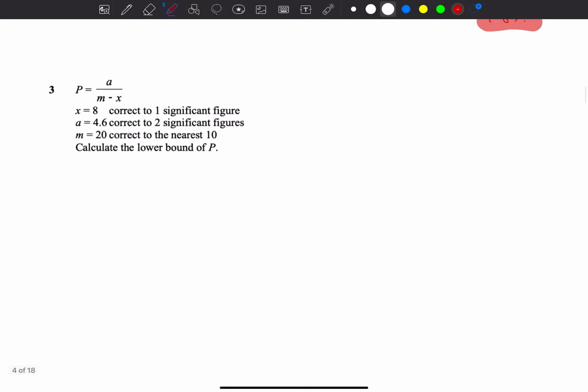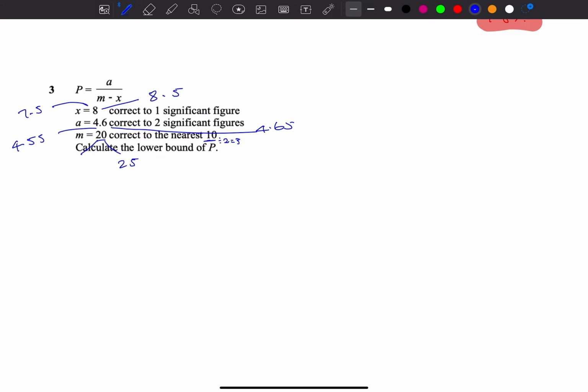The next one. So you've got 8 correct to 1 significant figure. So x is 8, the upper bound is 8.5, and the lower is 7.5. If it's 4.6, the bounds are 4.65 and 4.55. And 20 to the nearest 10: nearest 10 means you divide the 10 by 2, which makes it 5. So 20 to the nearest 10 has upper bound 25, and the lowest is 20 take away 5, which is 15.